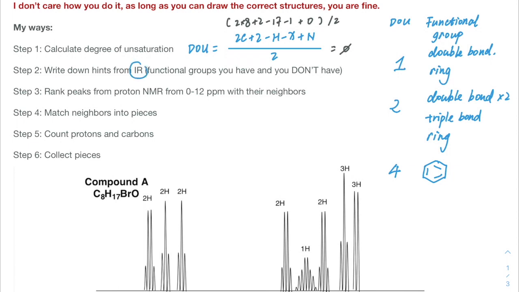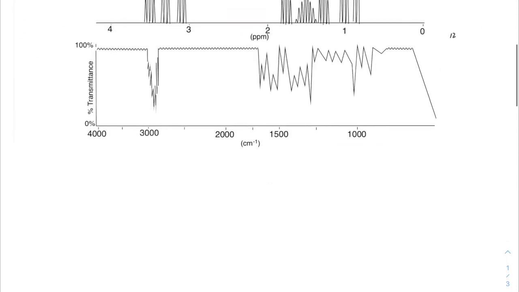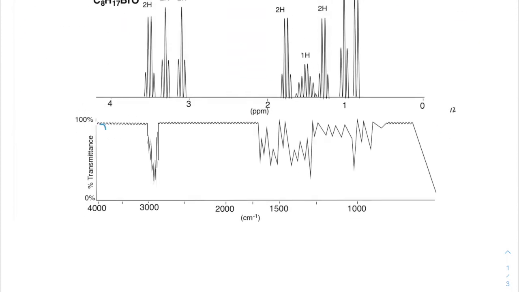So let's continue with the IR spectrum to see what kind of information we can read. Keep in mind it's actually more important to see what is not in the IR. For example, here, we cannot see a hydroxyl peak. That means it doesn't have a hydroxyl. And the same with the triple bond. So no triple bond, no double bond.